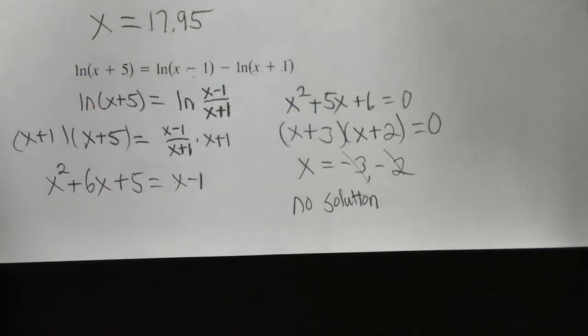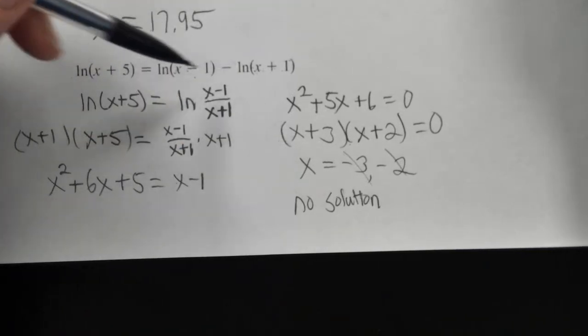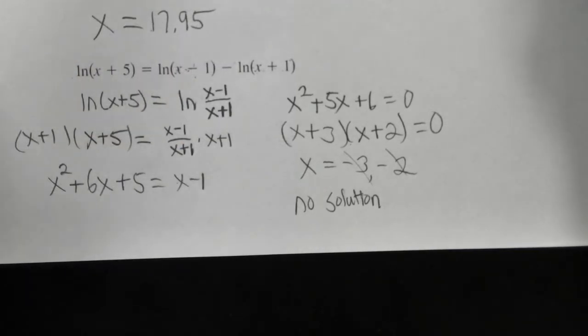Because both of the answers that we got prove to be extraneous because they don't work in the original equation, because it's causing us to take the natural log of a negative number which is undefined for the natural log function. Right? No solution there. And so that's the answer.